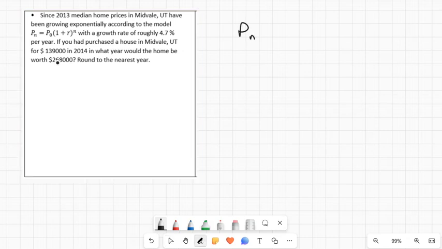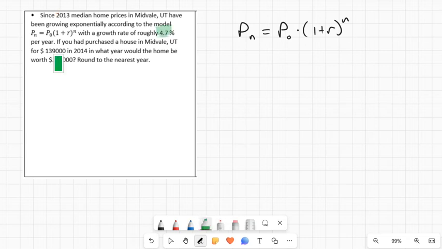So let's start off with the model. Multiplication in between. Since 2013, they're just telling us that the exponential model running at 4.7% started acting like that in 2013. So as long as we're after 2013, this model should be a good predictor. They gave us 2014, that's within the realm of after 2013. So we actually don't need to use 2013 specifically.